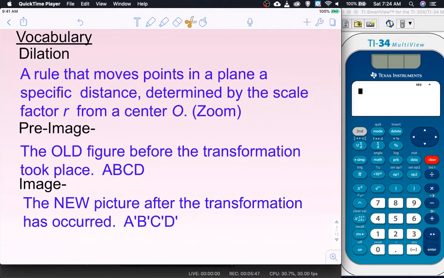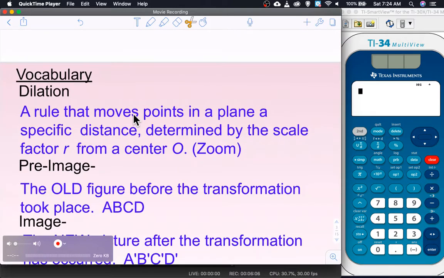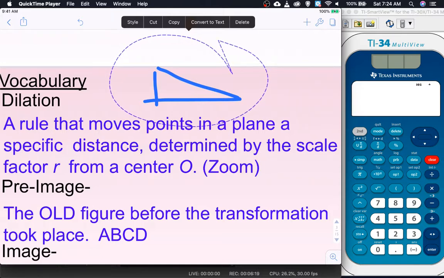Now, the last of this type of transformation, a dilation, is different. This is the only one that doesn't keep the same size and shape. So it's a rule that moves points in a plane a specific distance, determined by the scale factor r from center point O. Now, that's a very confusing definition of it. It's a zoom. So if I take my triangle, and I'm using 2 fingers, and I'm going to pinch to zoom, boom, that is a dilation.